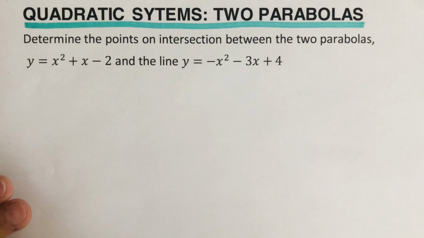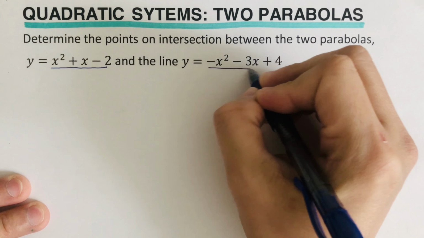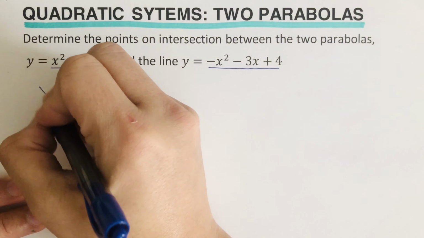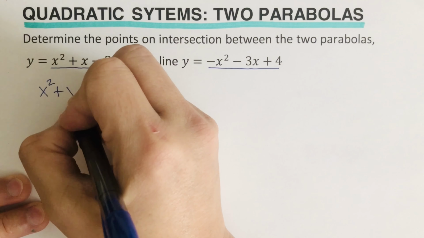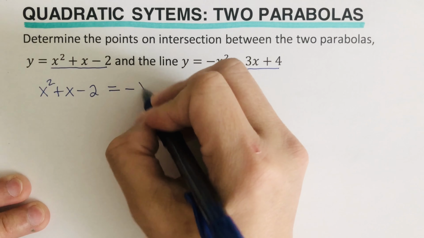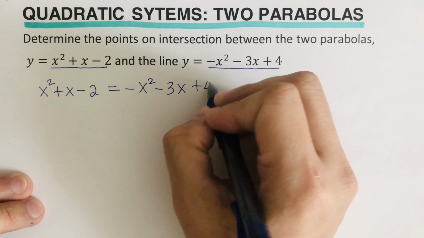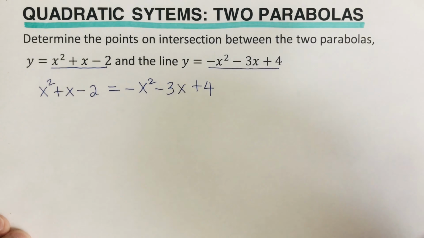So first, it's pretty much the same thing. We are going to equal these parts of the equation. We equal them to each other. So I'm going to write it out. That would be x squared plus x minus 2 equals, the other side right here is negative x squared minus 3x plus 4. Again, I equal them to each other.